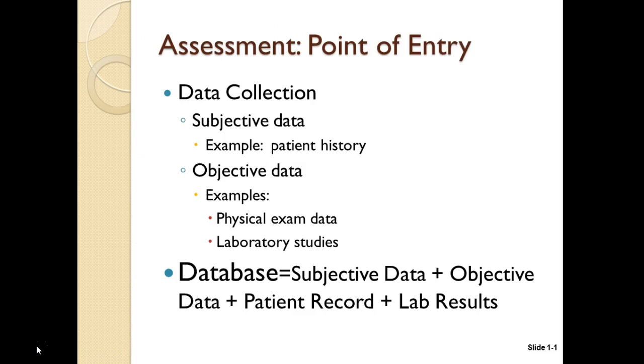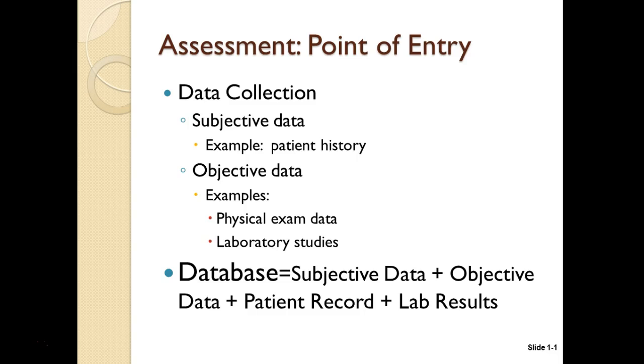So the first definition I want you to be aware of is the difference between subjective and objective data. Subjective data is something the patient tells you, something that you can't verify for yourself. An example of subjective data is patient history. We have not been with the patient visually observing everything they've done in the past 24 hours or when their symptoms started. And so we just have to take their word for it. If the patient says, my headache started 3 hours ago, that's subjective data. We just have to assume that the patient is telling us the truth and use that data in treating them.